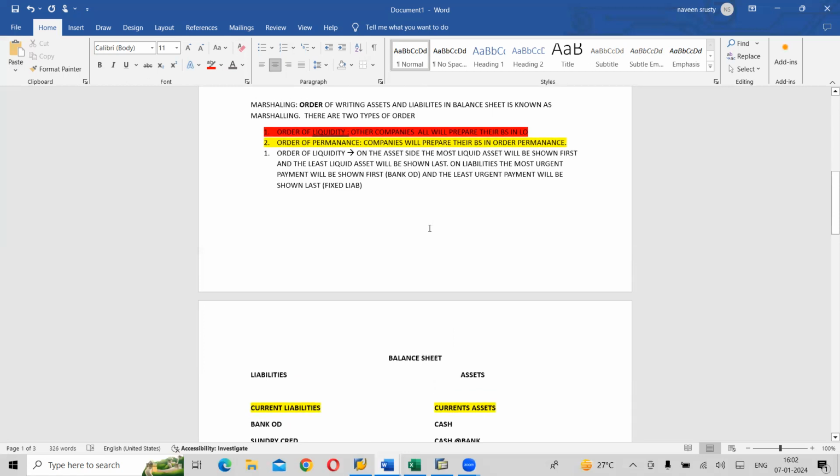Understood? Because if I take individual banks, for example, as an individual we will maintain one or two bank accounts. But as a business, probably we will maintain 3, 4, 5 banks. Correct? So we will create cash and bank.